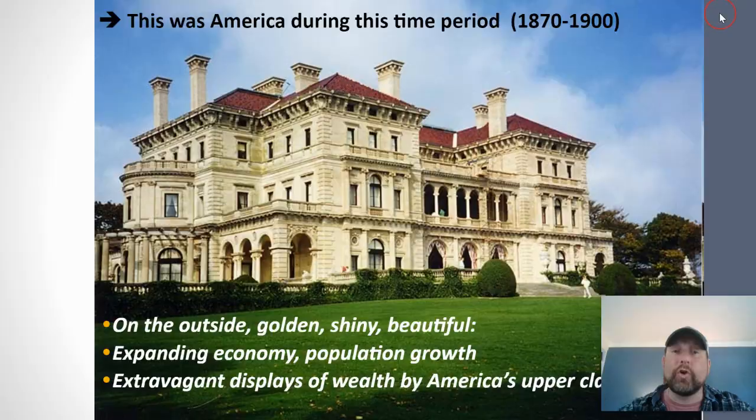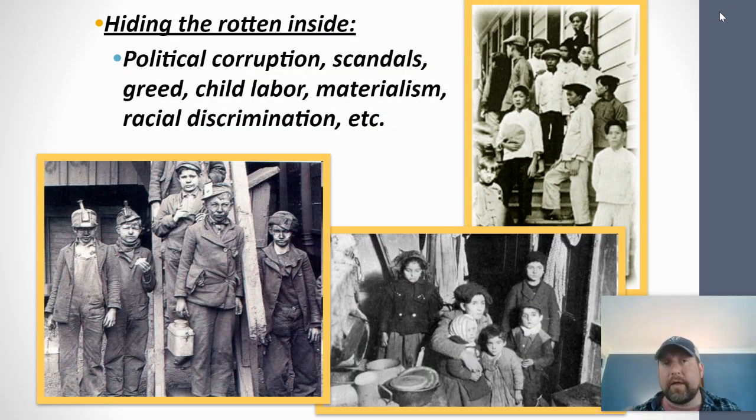So we have this notion of the Gilded Age being defined by these extravagant displays of wealth, this expanding economy, the growing population, and from an outside perspective, without digging too far, the economy looks great. The country looks great, but it's just gilded, meaning that it's just covered in a thin layer of gold. Hidden on the inside is all sorts of political corruption that we're going to get into. We got into that a little bit with Ulysses S. Grant being one of the most corrupt presidents in U.S. history.